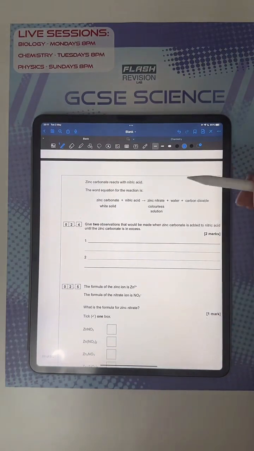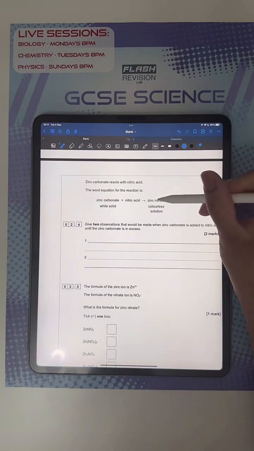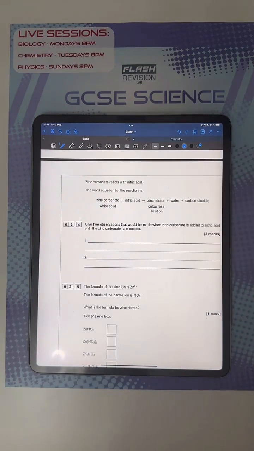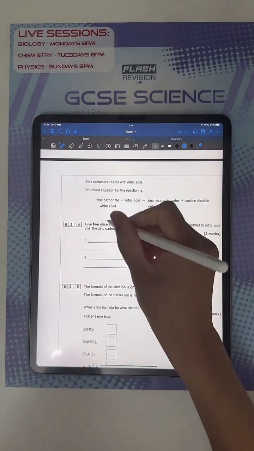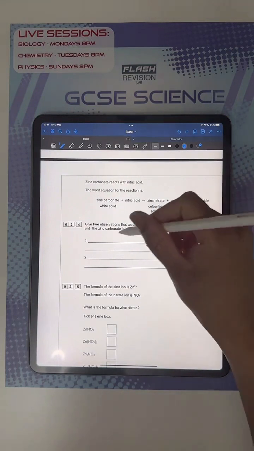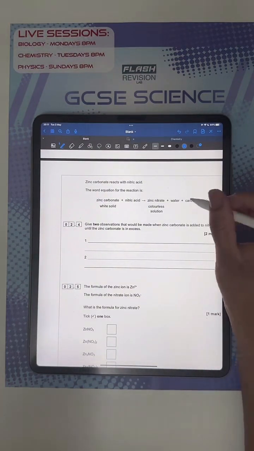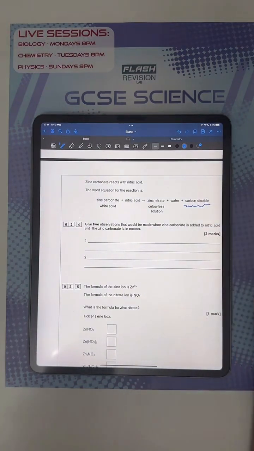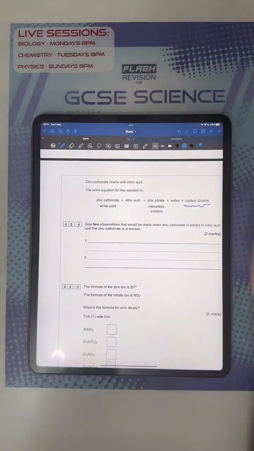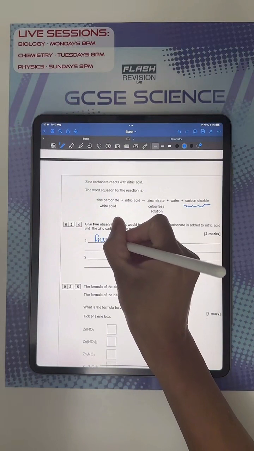Zinc carbonate reacts with nitric acid. Carbonate plus acid forms salt plus water plus carbon dioxide. That's one that you need to memorize. So carbonate plus acid goes to salt plus water plus carbon dioxide. What would we observe then if we were to do this in real life in a lab? Fizzing, good. You'd see fizzing. Whenever there's a gas released, so there's carbon dioxide released from a liquid or two liquids, you'll see fizzing or bubbles. Those are both the same mark.